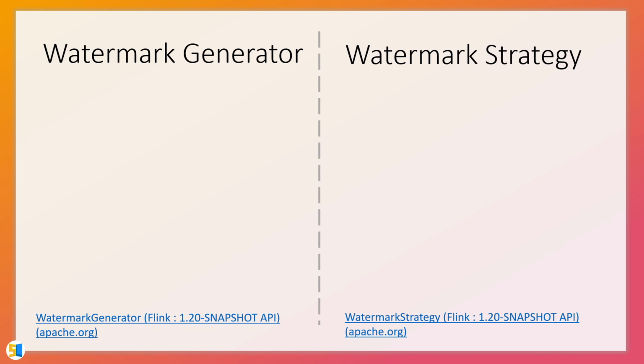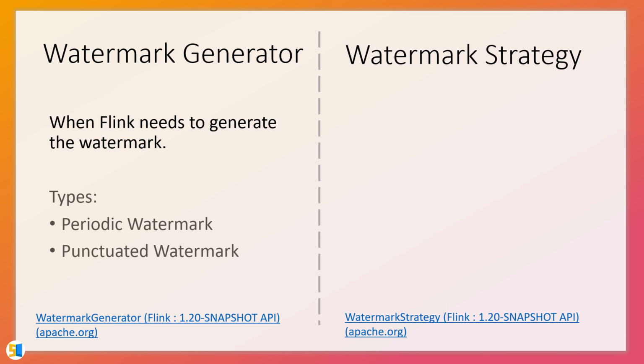And in this slide, I will discuss the watermark generator and strategy. The watermark generator tells Flink when Flink needs to generate the watermark. There are two types of generators. First is the periodic watermark. It observes stream events and generates watermarks periodically, which is by default every 200 milliseconds. Or the punctuated watermark. It observes the stream of events and emits a watermark whenever it sees a special element that carries watermark information.